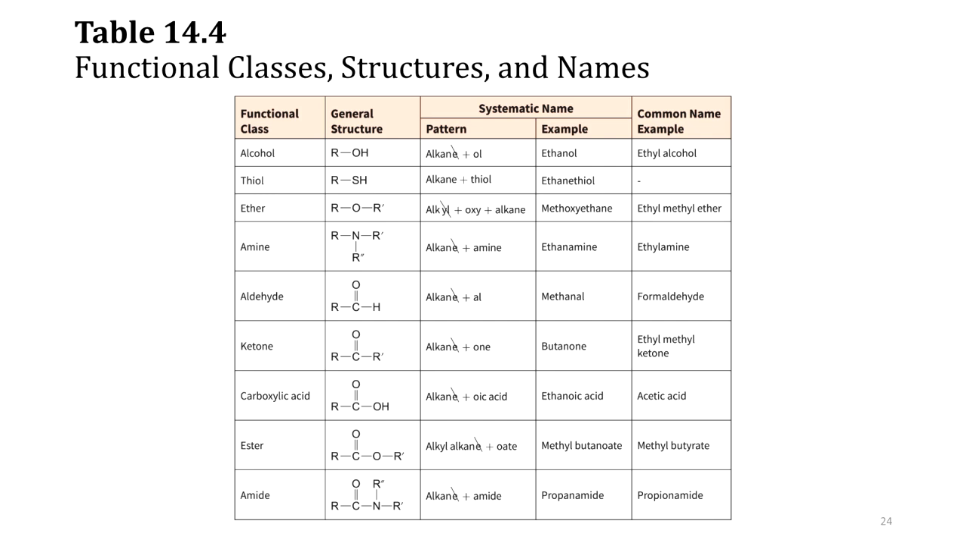So here's a quick list of the functional groups and their structures and their names, how we name the systems, and some common examples: alcohols, thiols, ethers, amines, aldehydes, ketones, carboxylic acids, esters, and amides.